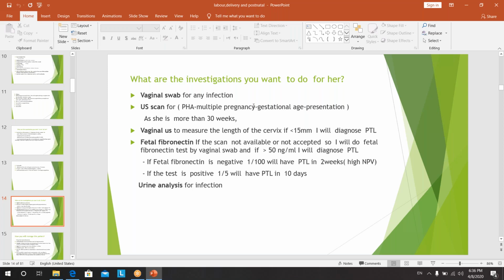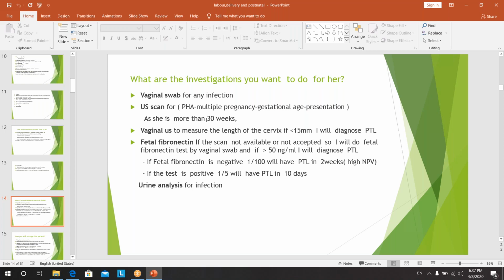So what will you do for this patient? First you will say that I want to check for any infection. This is by vaginal swab or urine analysis to test for any urine infection and any vaginal infection that may be responsible for this preterm labor. Also, abdominal ultrasound scan to check for any polyhydramnios, any multiple pregnancy, and, if not confirmed before, gestational age and presentation, because this will decide the mode of delivery.